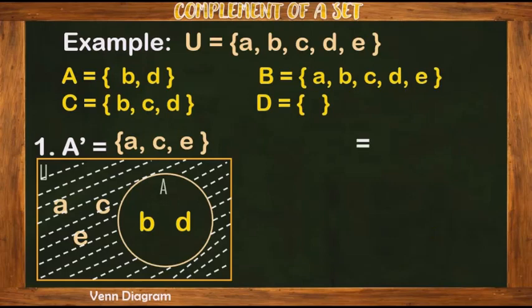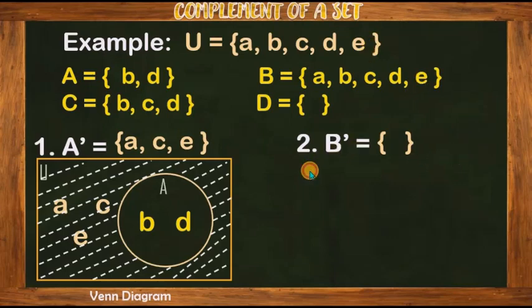Let's have another example. How about we get the complement of B? So, these are the elements of set B. And this is the universal set. If you look at this, is there any element in set B that is not in the universal set? Their elements are all the same. They are equal. So, therefore, the complement of set B is an empty set, because all the elements of set B are also elements of the universal set.